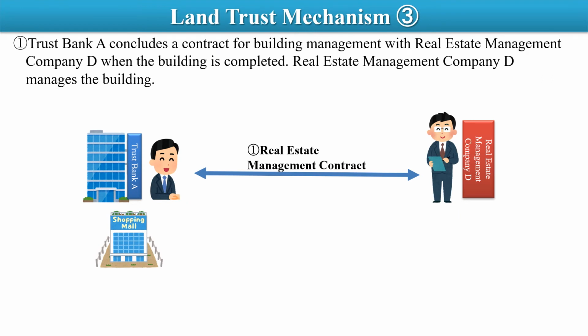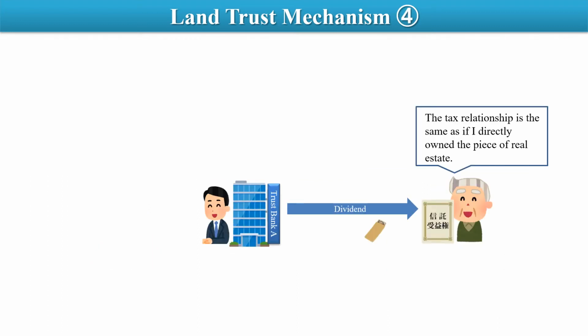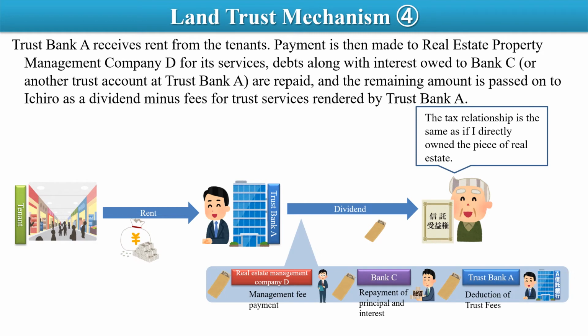Number 1. Trust Bank A concludes a contract for building management with real estate property management company D when the building is completed. Real estate property management company D manages the building. Number 2. Trust Bank A finds tenants, concludes lease agreements, and leases the rooms to tenants. Trust Bank A collects rent from tenants. Payment is then made to Real Estate Property Management Company D for its services.